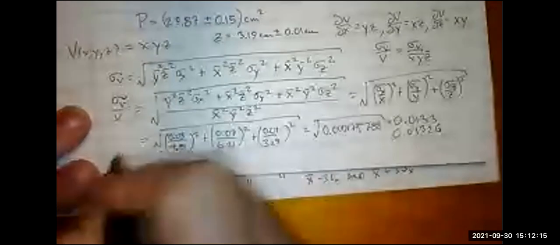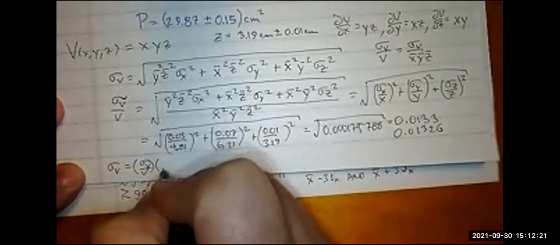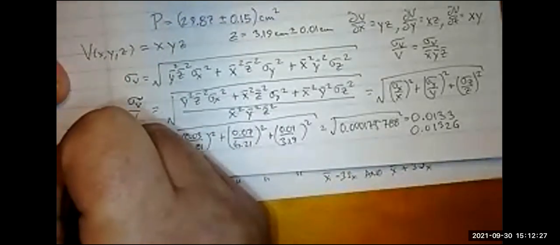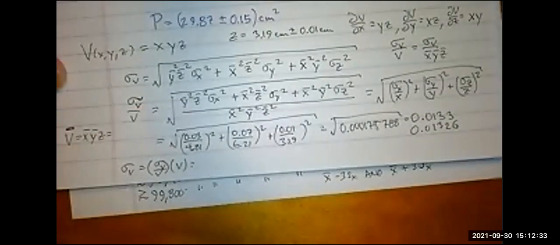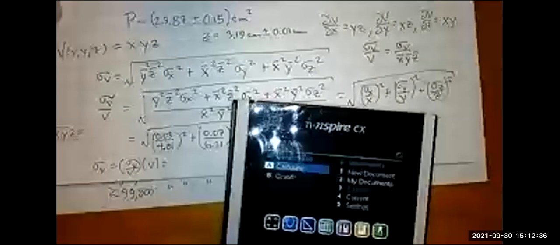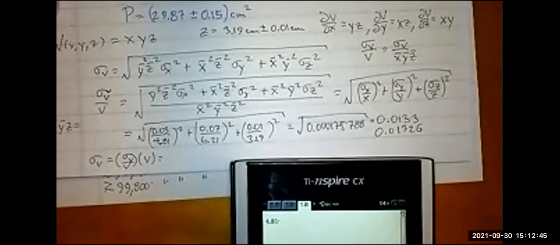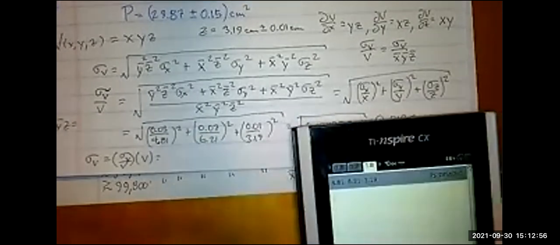Okay. So what that means is my sigma v is my fractional error times my actual v. Well, my actual v is equal to x bar, y bar, z bar, which I'm going to write now, calculate. So 4.81 times 6.21 times 3.19 gives me 95.2856.